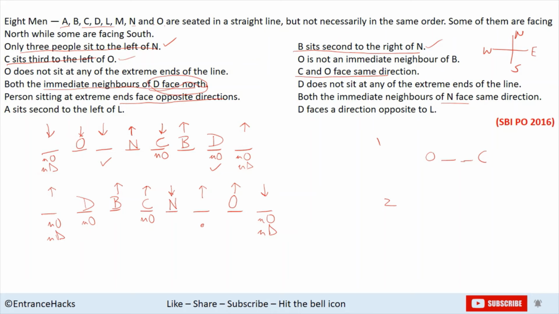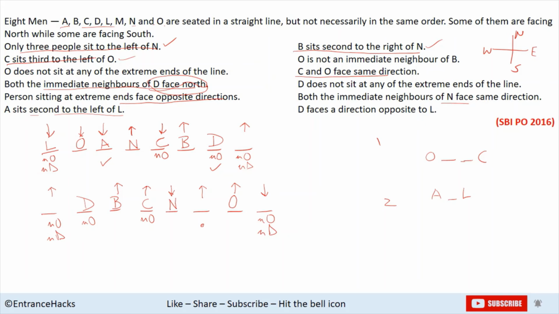A sits second to the left of L. Now their position will be like this, there will be a gap of one person. So this position is not for A or L, this position is not for A or L, this is for A and L, right? So to sit to the left of L, A has to be here and L comes here. So this way A is to the left of L at the second position.